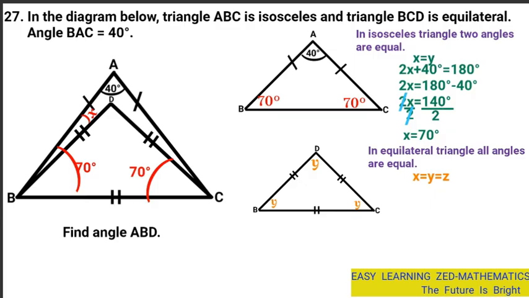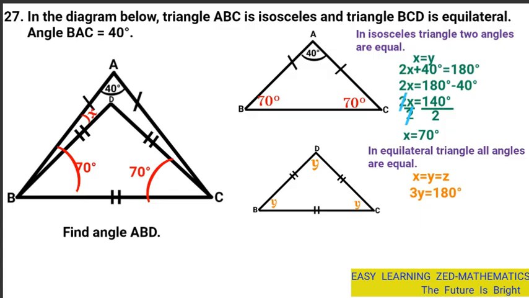So instead of writing X plus Y plus Z, we're going to use a short way. We're going to say 3Y is equal to 180 degrees. In case you're wondering where 180 degrees is coming from, when you add all three angles in any triangle, whether isosceles, equilateral, or scalene, they add up to 180 degrees. The interior angles of a triangle add up to 180 degrees.